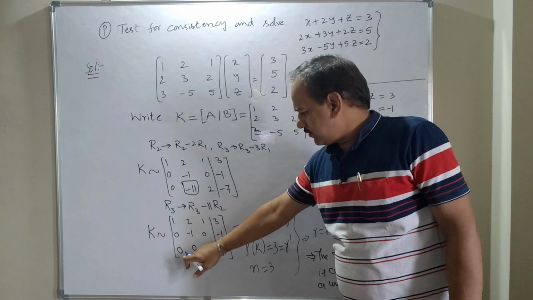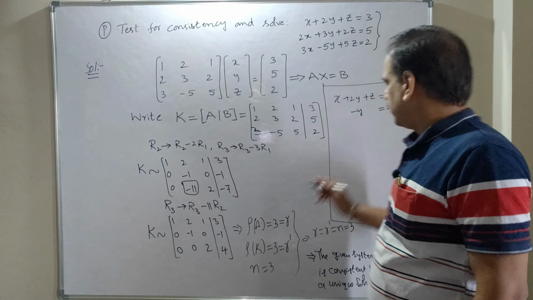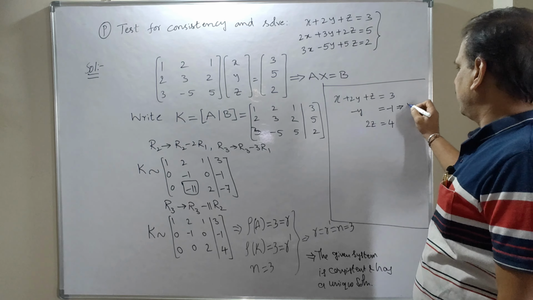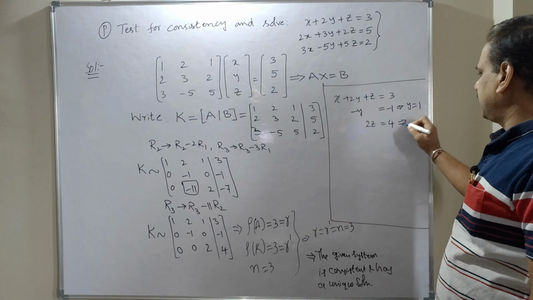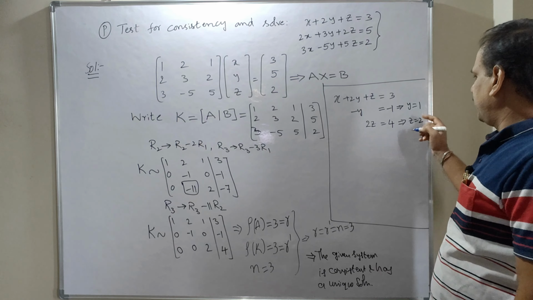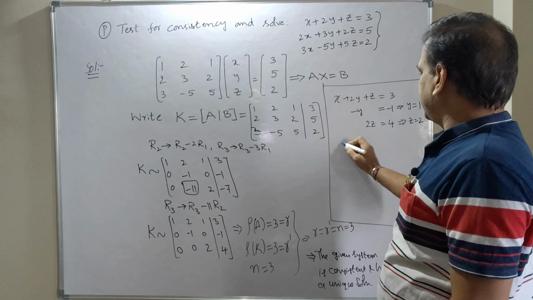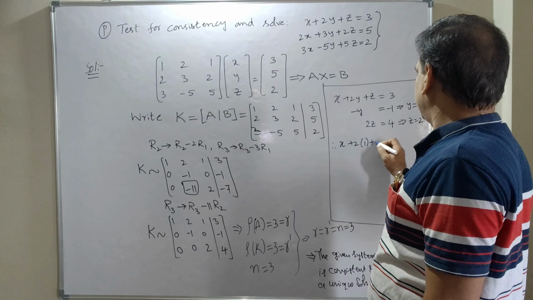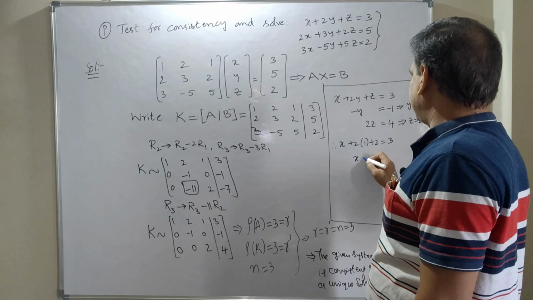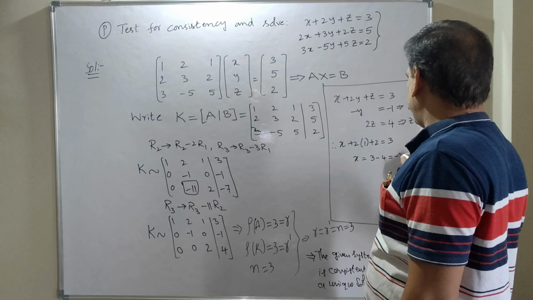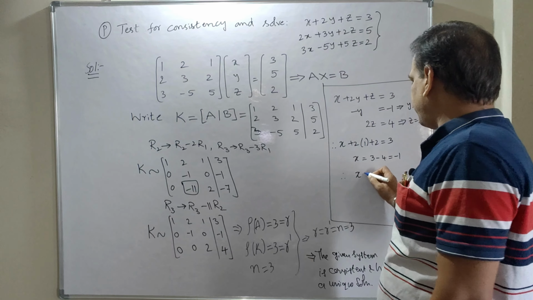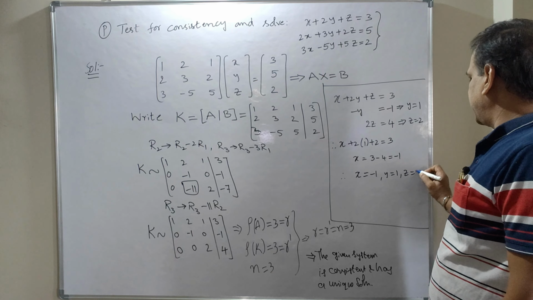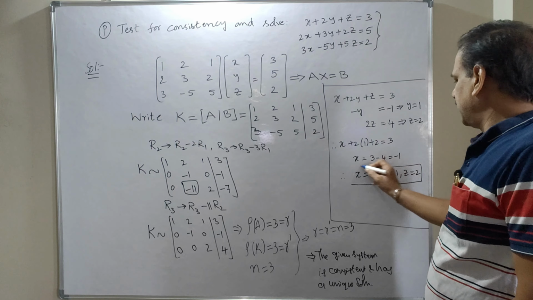There is no x, there is no y here: 2z equal to 4. From this, y is equal to 1, and z is equal to 2. If you substitute y equal to 1, z equal to 2 in this, we get x plus 2 into 1 plus 2 equal to 3. x equal to 3 minus 4, minus 1. Therefore, the solution is x equal to minus 1, y equal to 1 and z equal to 2.